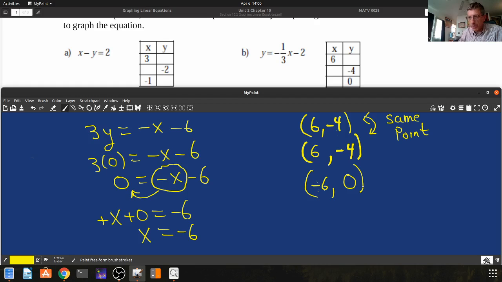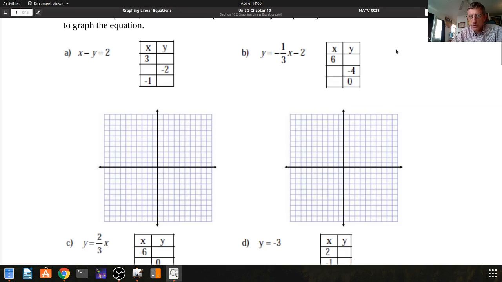So at home, what you need to do is try to plot those down here. Our first point is 6 and minus 4. So I'm going to go 1, 2, 3, 4, 5, 6. Then I'm going to go down minus 4: 1, 2, 3, 4, and I'm going to put a dot right there.